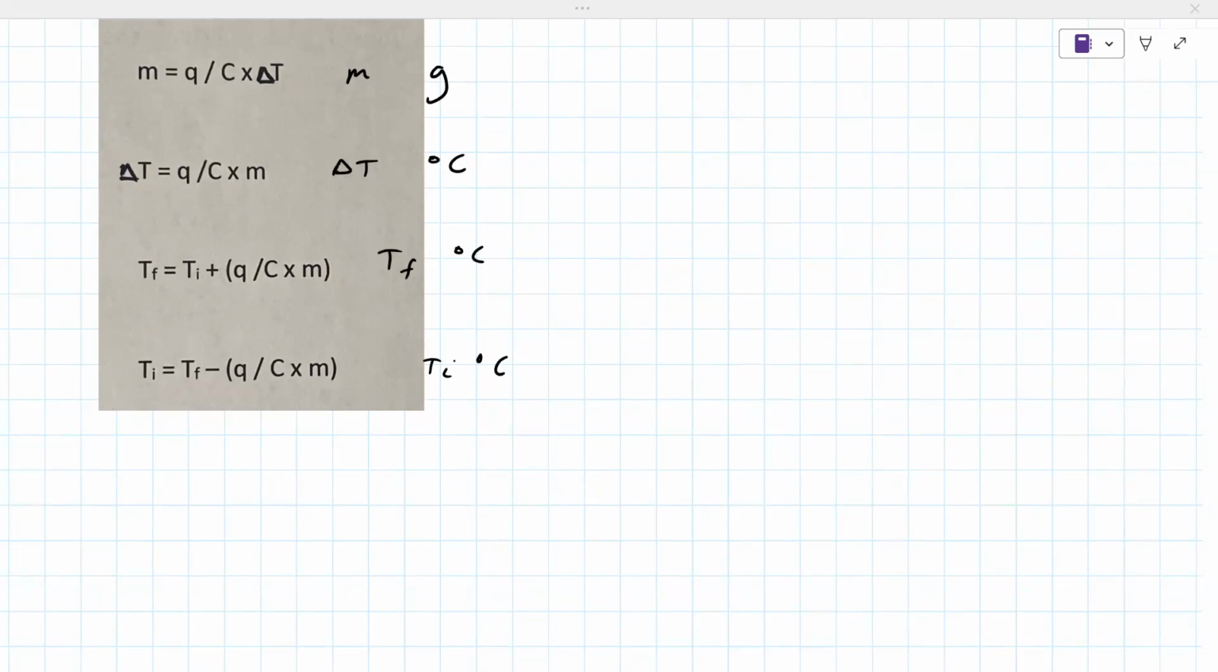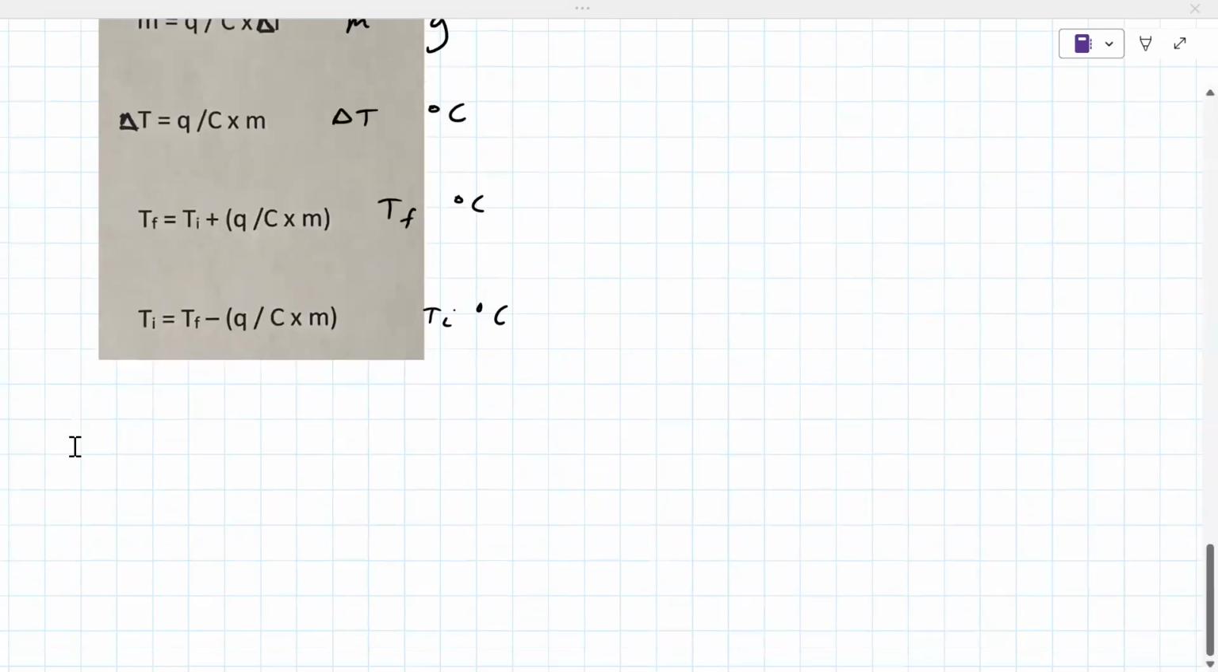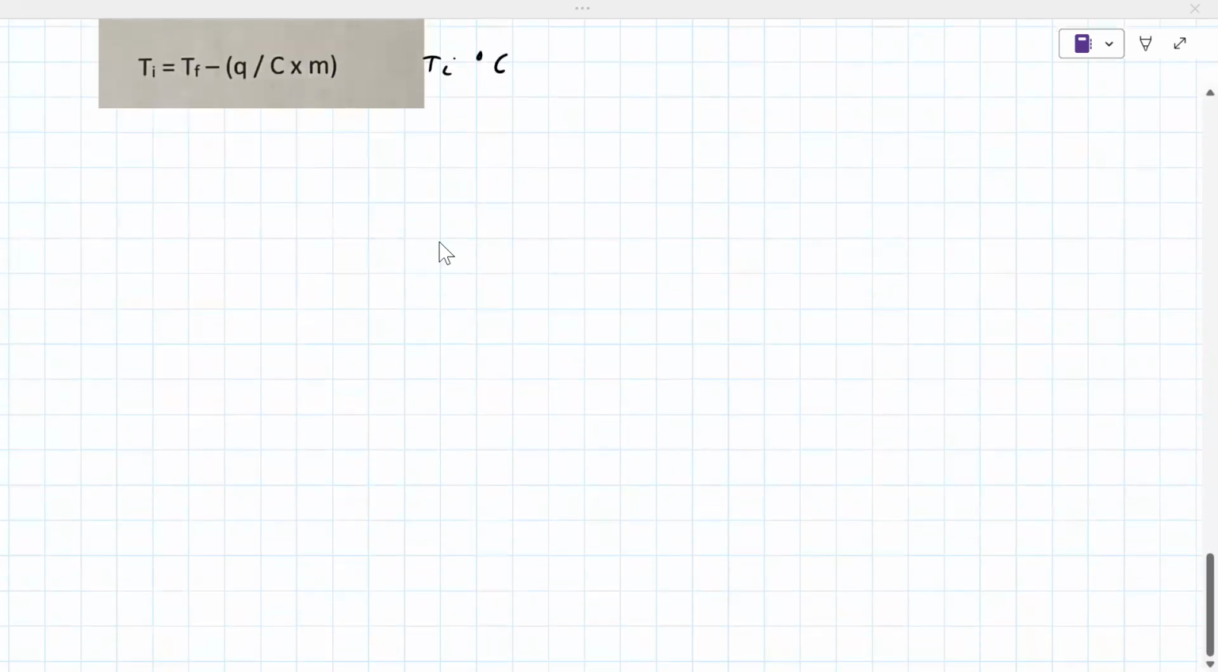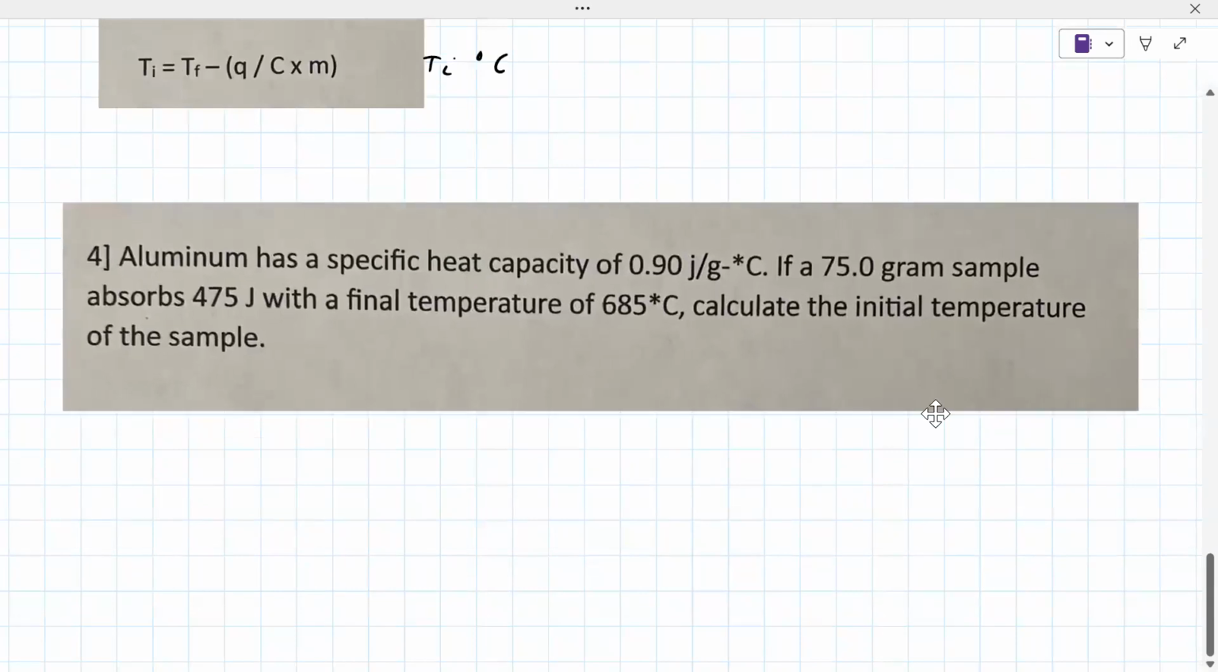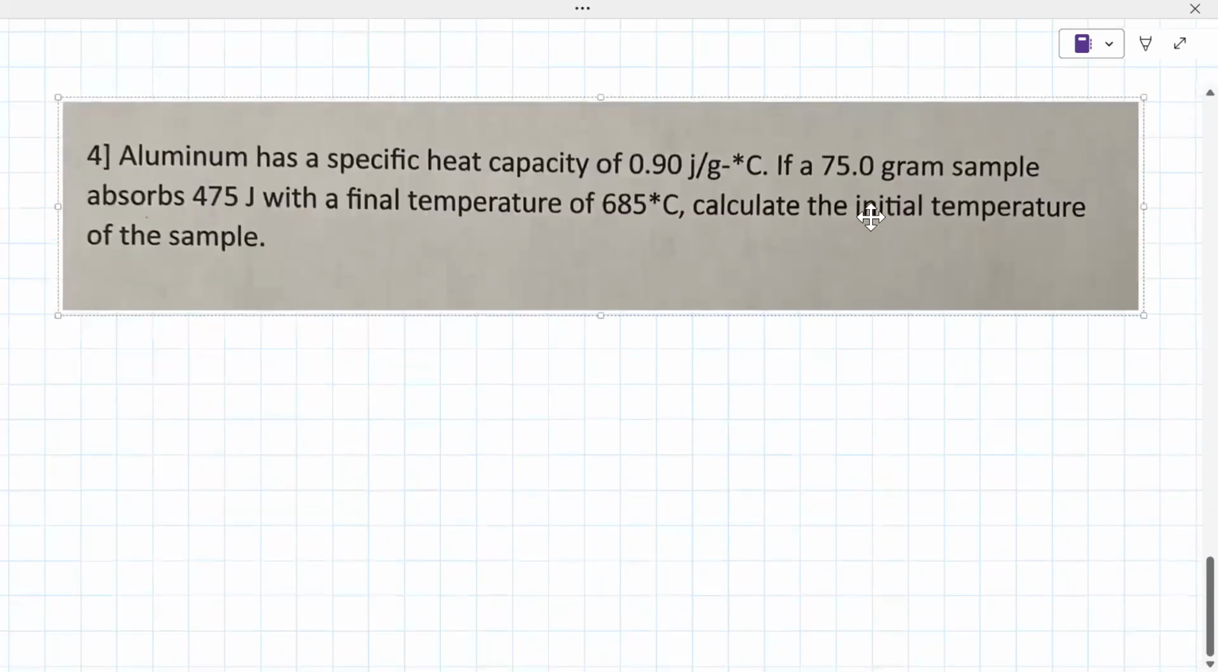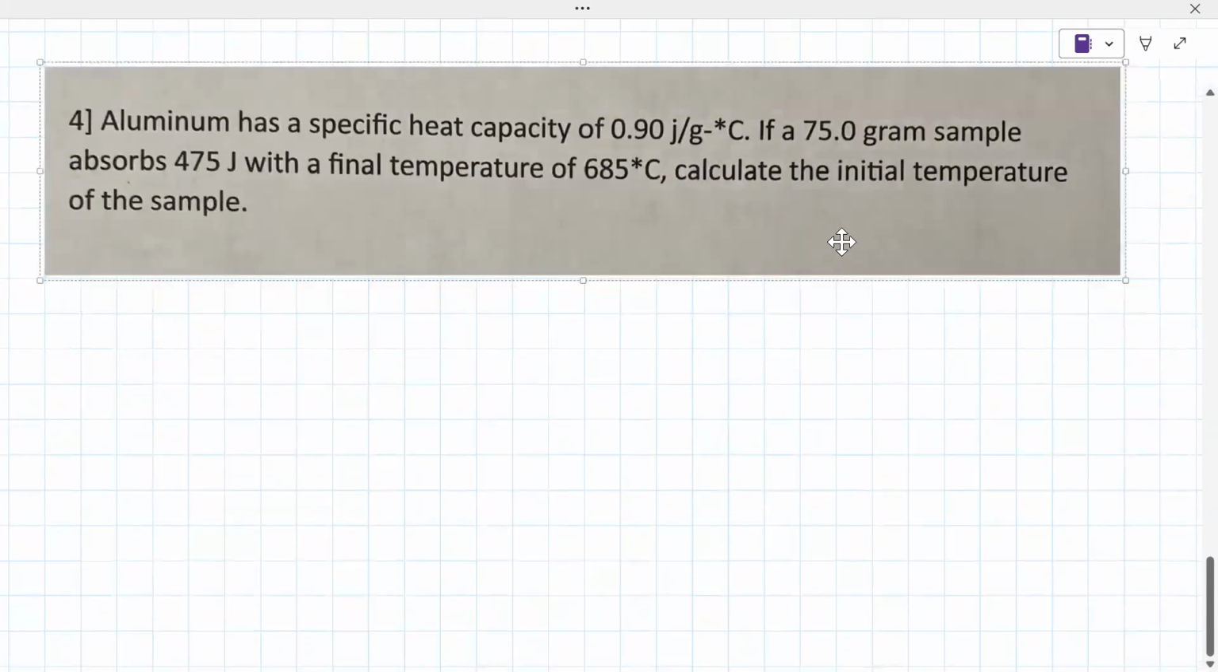Okay, let's look at number 4. Sorry about any background noise. I don't know if you can hear. No, no, we're good. All right, that's good.